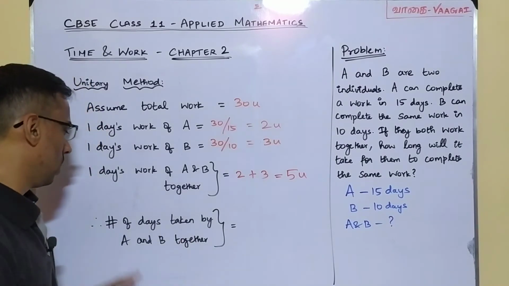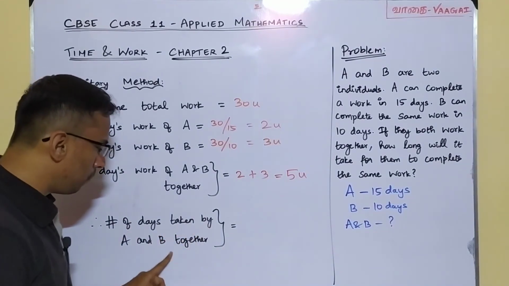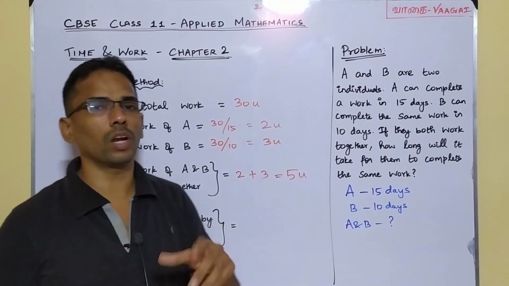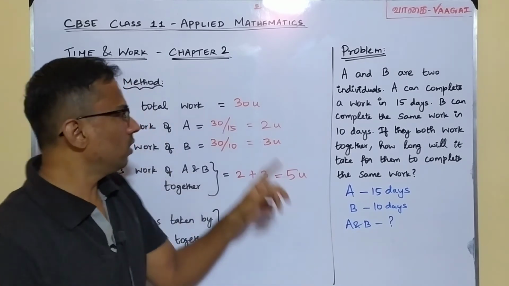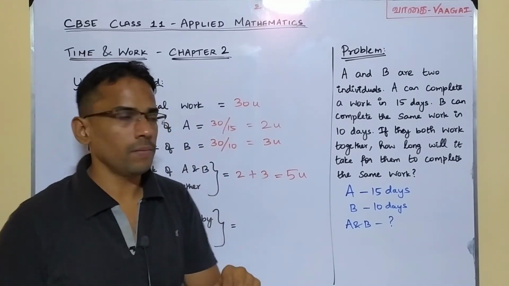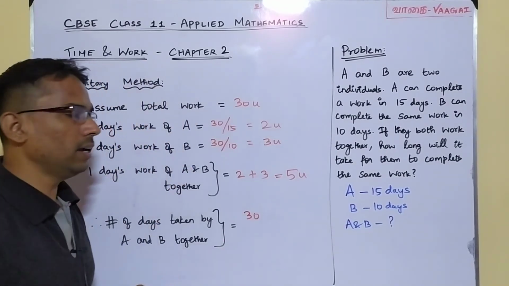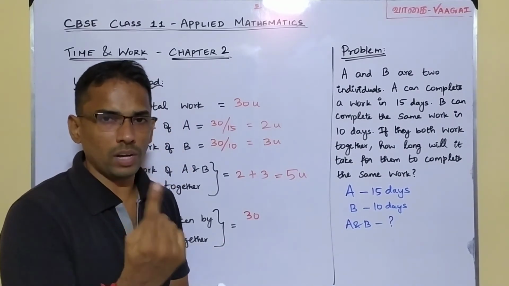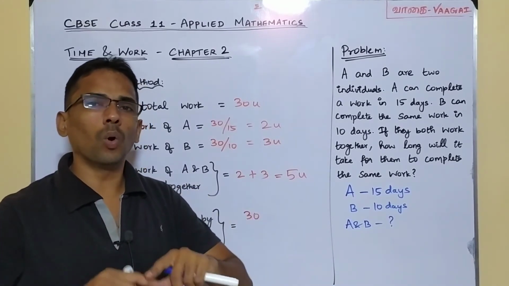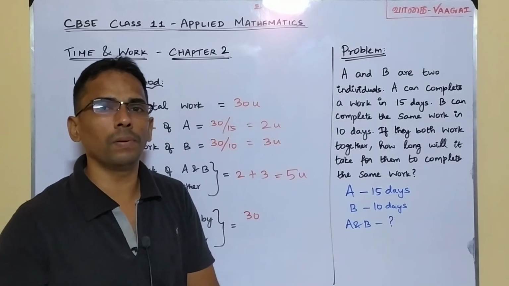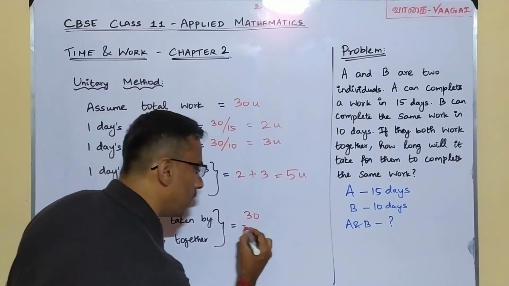Okay, fine. Now the last step, where the answer is the number of days taken by A and B together, the total number of days they take to complete the entire work. What is the entire work? The 30 units. See, the total work is 30 units, and for every 1 day, they are working 5 units. So in that case, how many days will they take to complete the full work? If I want to find that, what should I do? I should take this 30 and divide it by 5.